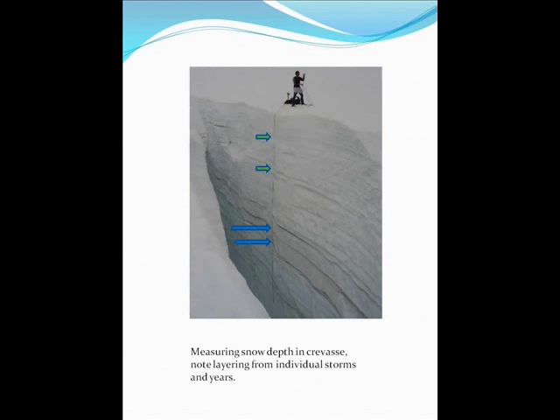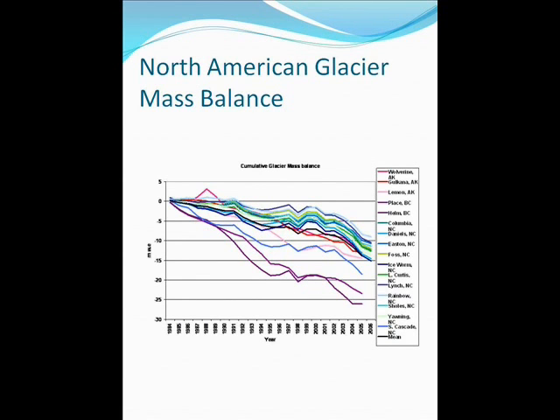You can also ascertain snowpack with crevasses. The green arrows show individual storm events. The blue are annual horizons, so it's like reading tree rings to get the snow depth. So we've done that for 26 straight years.